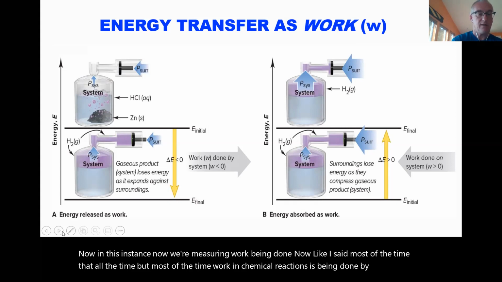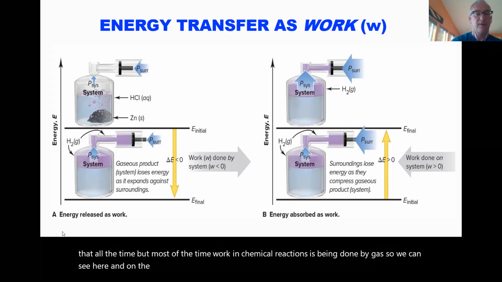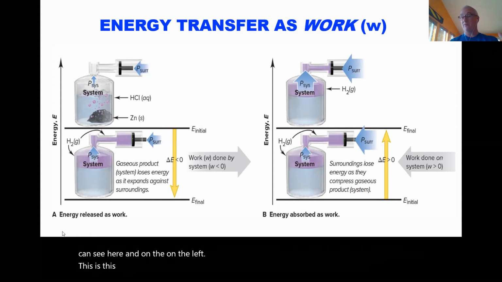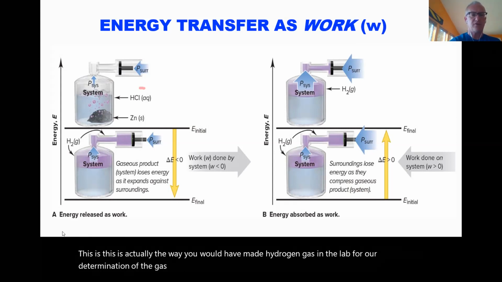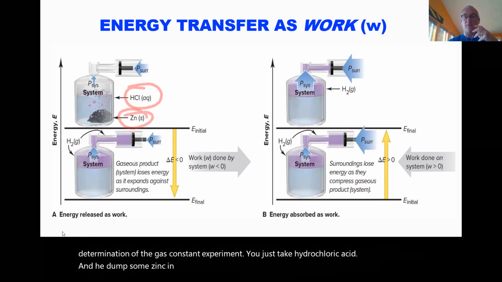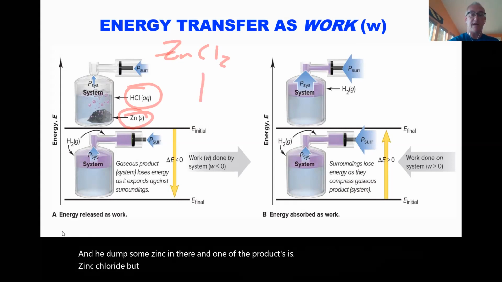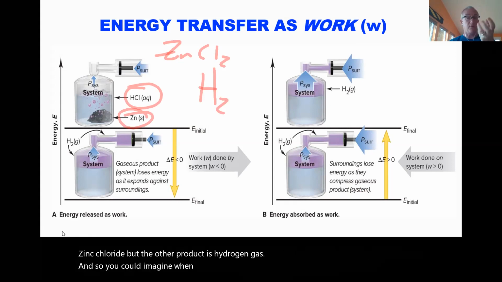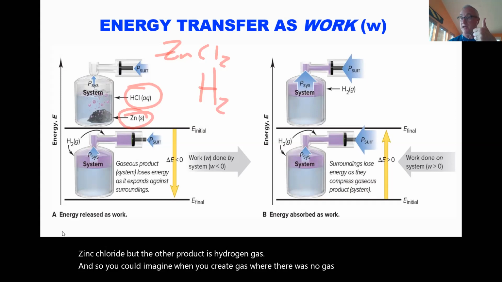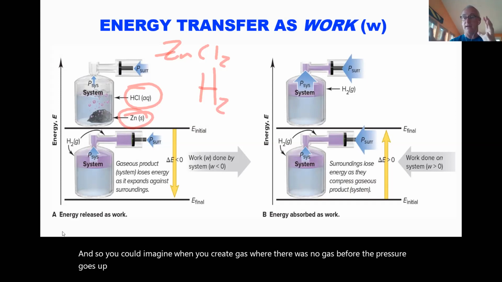And so we can see here on the left, this is actually the way you would have made hydrogen gas in the lab for our determination of the gas constant experiment. You just take hydrochloric acid and you dump some zinc in there, and one of the products is zinc chloride, but the other product is hydrogen gas. And so you can imagine when you create gas where there was no gas before, the pressure goes up, right? Because you're creating more gas.